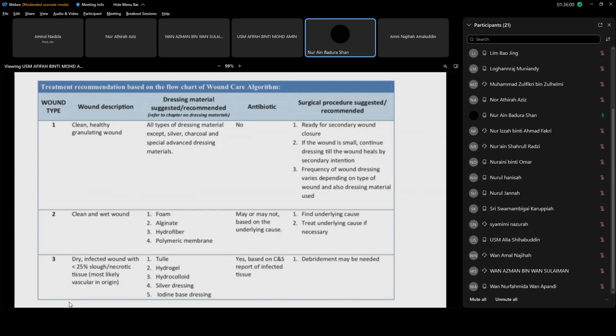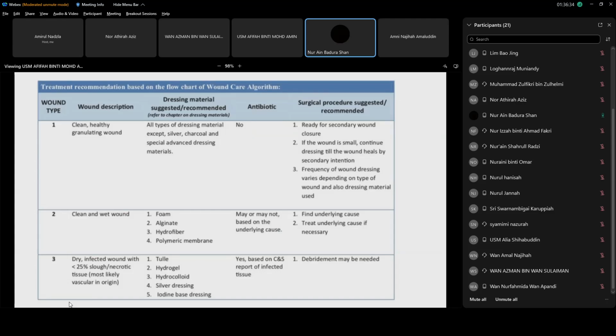Next, the second category is clean and wet wound. As I mentioned, it is a wet wound, so we need to use a dressing that can absorb the exudate like foam, alginate, hydrofiber. The use of antibiotics may or may not be needed based on underlying causes. For this one, we need to find the underlying causes and treat them if necessary.